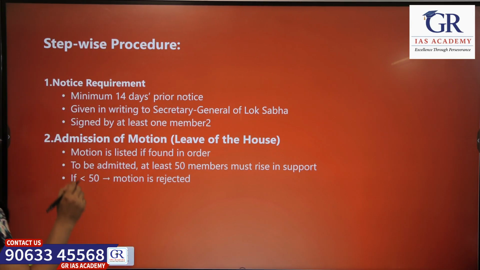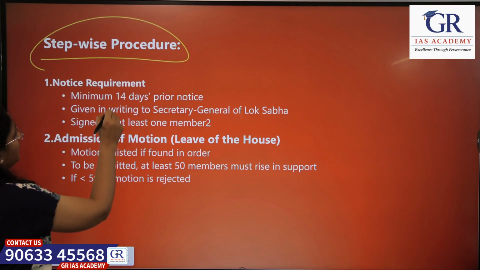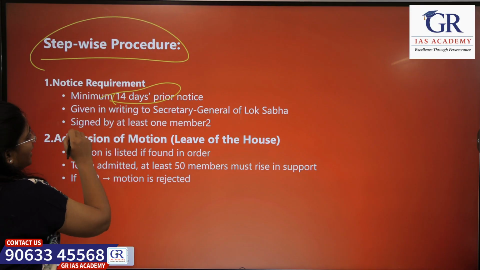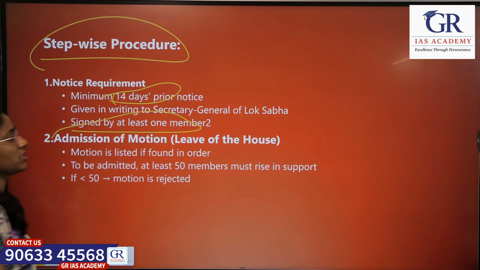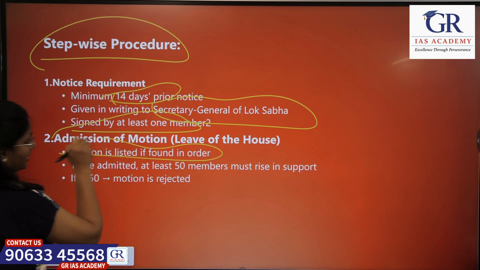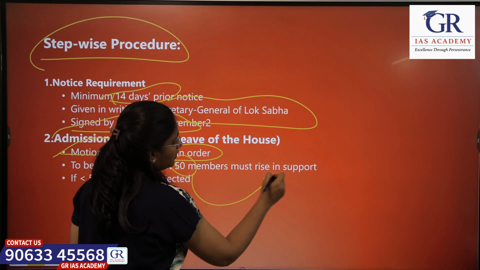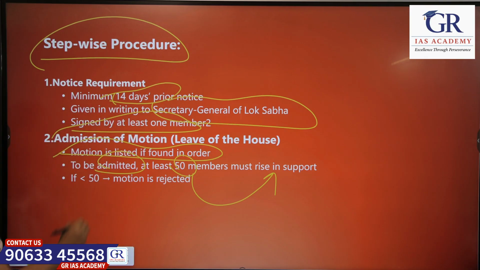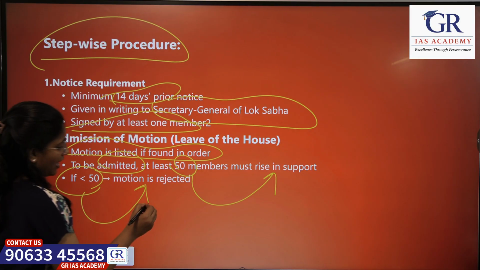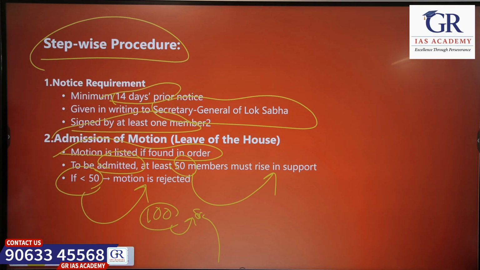So now let's discuss the step by step procedure for the removal of the Speaker. Here we need 14 days' notice, which will be signed by at least one member, and this notice is given to the Secretary General of Lok Sabha, and then the motion is listed if found in order. To admit this motion, at least 50 members have to sign this notice. If fewer than 50 members support the motion, it will be rejected. Here 100 members signed a notice recently, so that is why it is important for our exam.